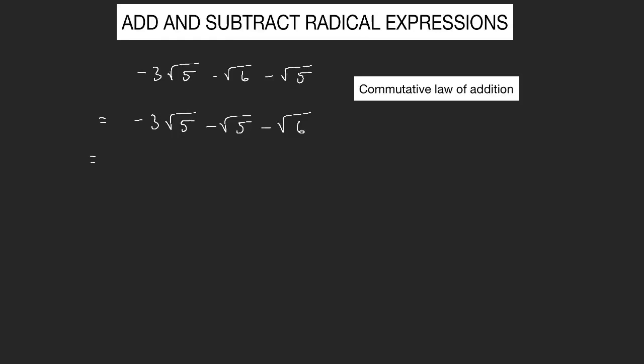So we're going to go ahead and say that this equals negative 3 minus 1 times root 5 minus root 6. Or this equals negative 3 minus 1, that's negative 4 root 5 minus root 6. Okay, there's our answer: negative 4 times root 5 minus root 6.